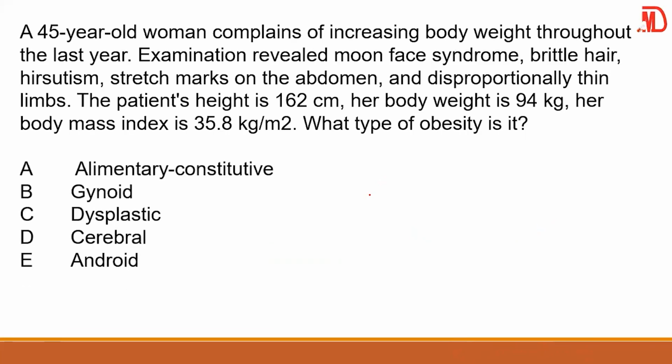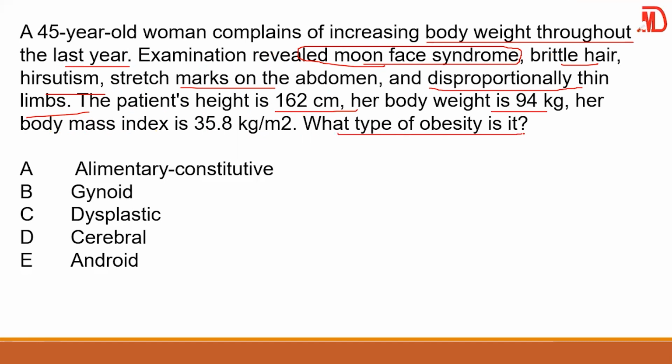A 45-year-old woman complains of increasing body weight throughout the last year. Examination revealed moon face syndrome. Some of you started thinking of Cushing. Brittle hair, hirsutism, stretch marks, disproportionately thin limbs. Patient height is that, weight is that. What type of obesity is it? Like I said, many of you are thinking about Cushing and stuff like that, which of course is not far from right. In fact, you're correct.